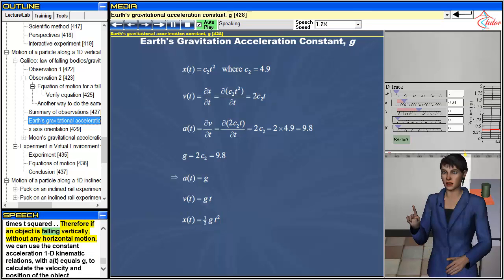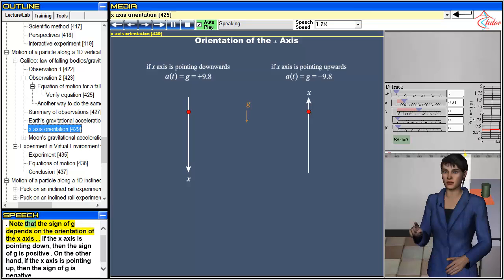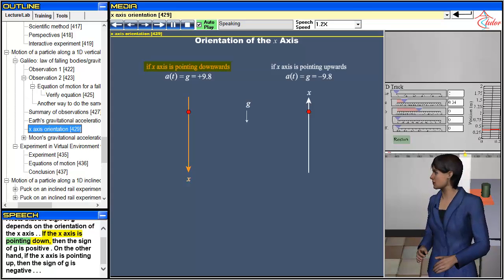Therefore, if an object is falling vertically, without any horizontal motion, we can use the constant acceleration 1D kinematic relations, with a of t equals g, to calculate the velocity and position of the object. Note that the sign of g depends on the orientation of the x-axis. If the x-axis is pointing down, then the sign of g is positive. On the other hand, if the x-axis is pointing up, then the sign of g is negative.